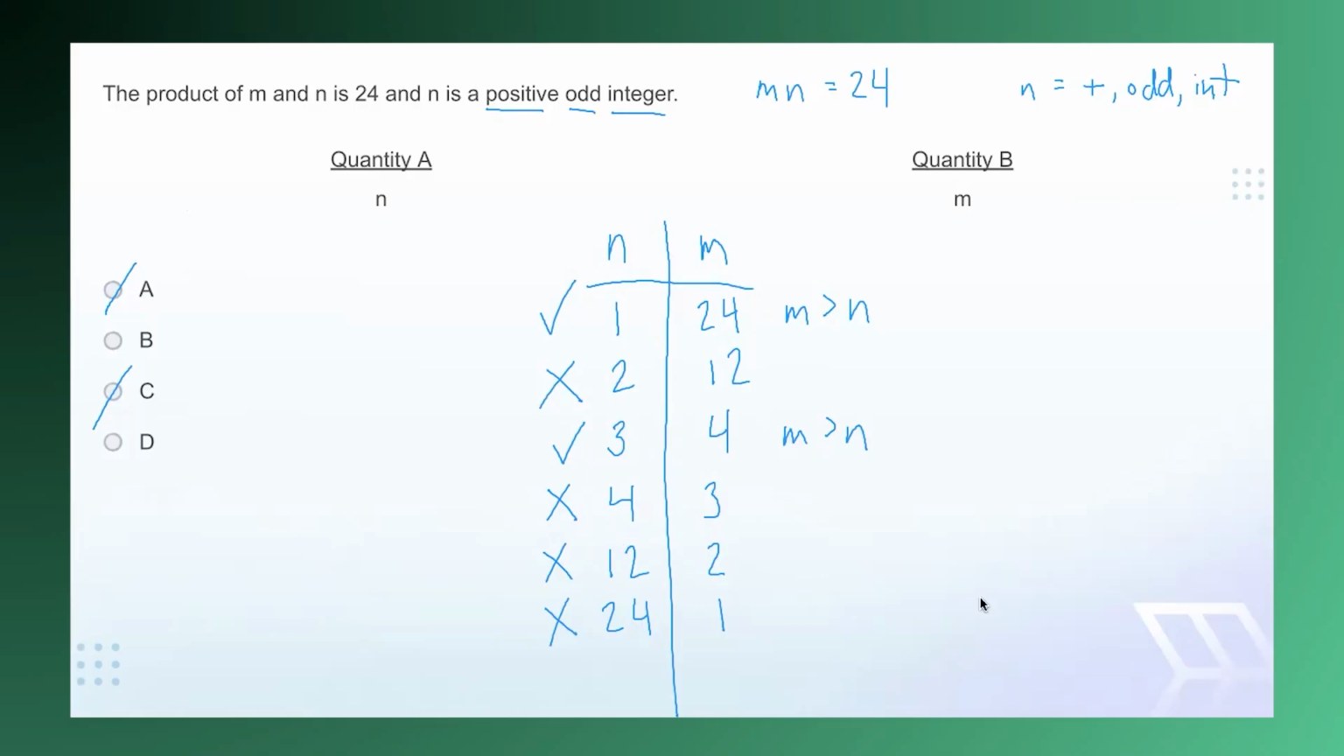All right, here's where things fall apart. At this point, most test takers go, okay, I'm all out of factor pairs, and in all of the valid cases, quantity B was greater than quantity A, right? m was greater than n. So my answer is B, quantity B is greater than quantity A. This is wrong.